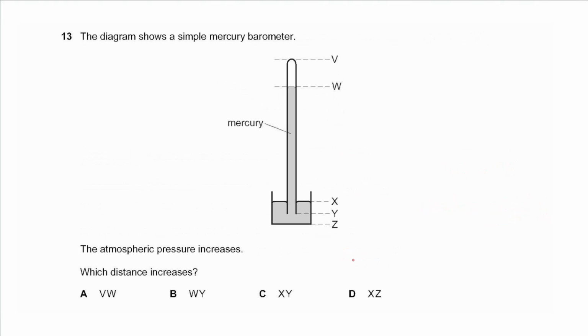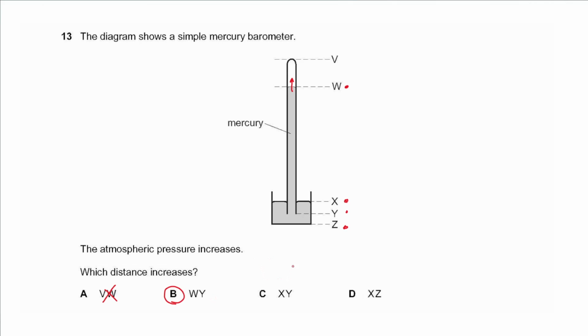Question 13 is about barometers, so you can skip this question for the new syllabus. It says the diagram shows a simple mercury barometer. The atmospheric pressure increases. Which distance increases? So when the atmospheric pressure increases, the level of the mercury rises in the tube. So it would be WX would rise, or WY would rise, or WZ would rise. So the options here: VW, not VW, that will decrease. The level above the mercury will decrease, not increase. WY, that is one of the choices we said, so we choose B.